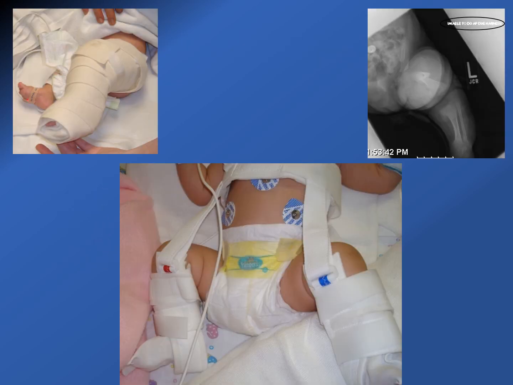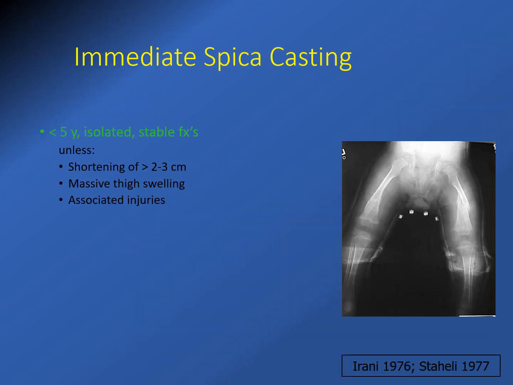So very young kids, less than 6 months, can be managed in a Pavlik harness. If you see here, this is a femur fracture in a 4-month-old. You can see here there is a femur fracture. So these kids can be treated in a Pavlik harness. The Pavlik harness is mainly meant for treating hip dysplasia. However, it can be used for treatment of femur fracture in children less than 6 months.